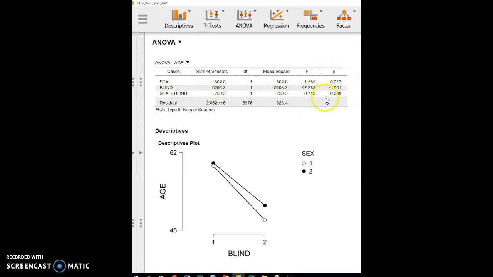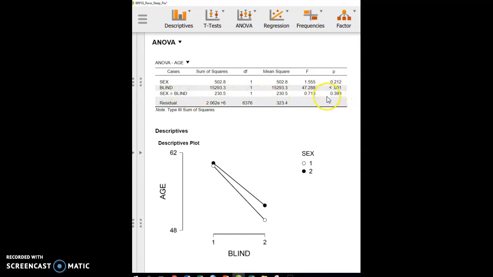So looking at this output here, the first thing I would go to would be this interaction term. So that would be the one that has the asterisk in it. And that's to answer the question, does it matter which sex? If we want to know whether there was a difference in age of the blind participants and the participants who weren't blind, does it matter which sex we're talking about? Is there a difference between the male blind non-blind and the female blind non-blind?